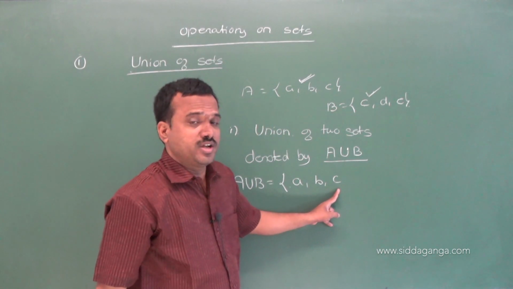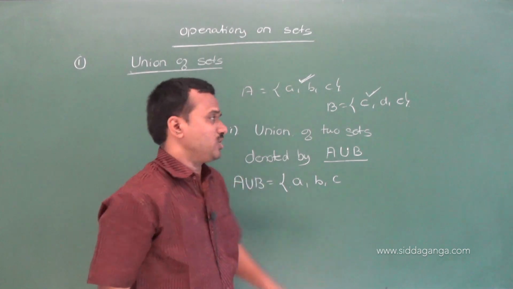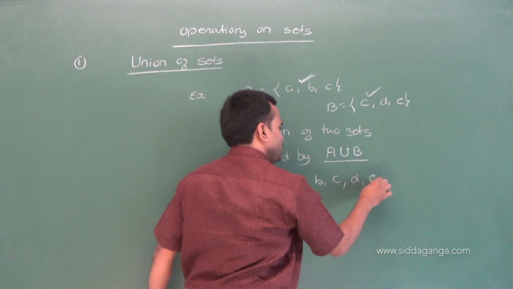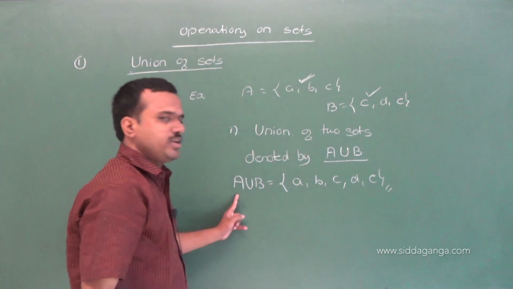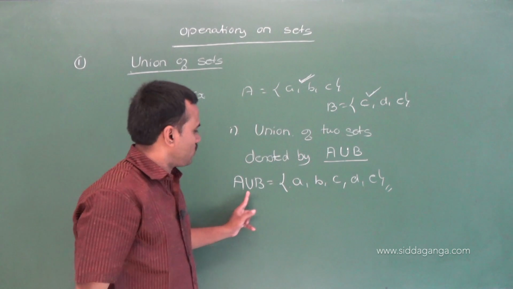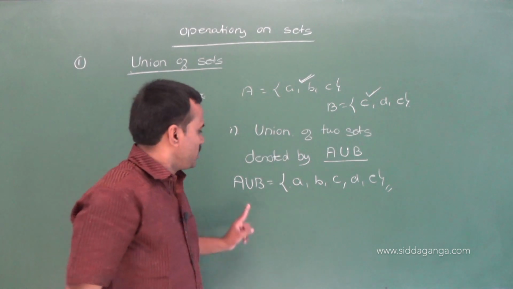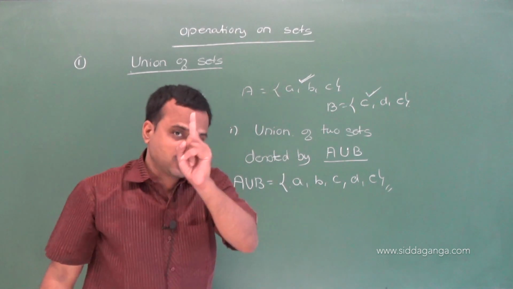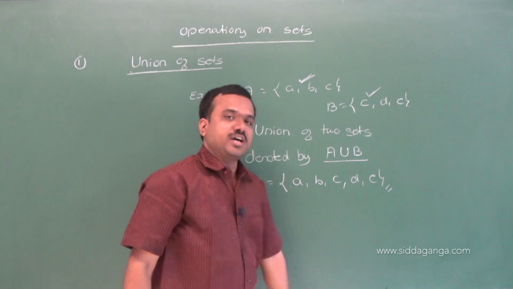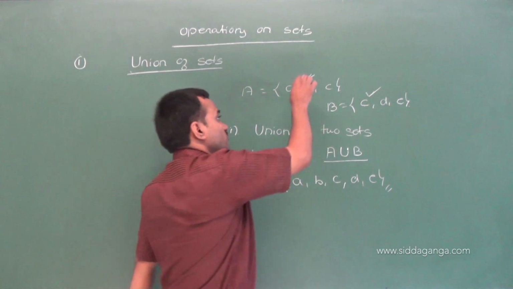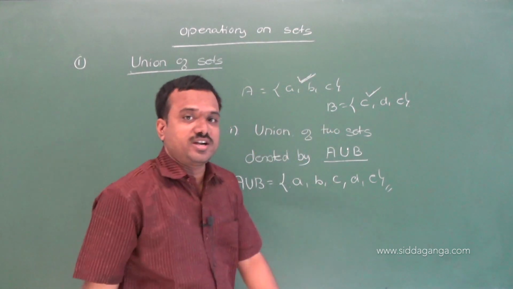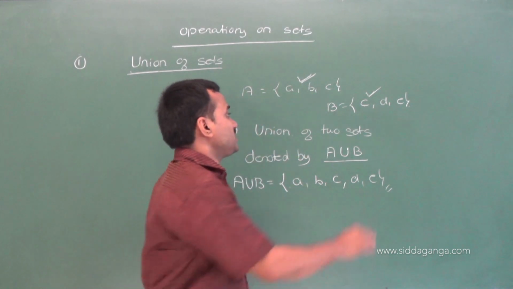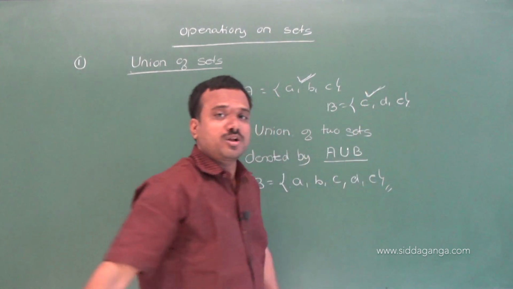So, we know that repetition of the element is not allowed. Okay, C is also present. Next, D, next E. This is what? The union of two sets. Understand? So, union of two sets is also a set. It contains the elements which are present in A as well as the elements which are present in B.